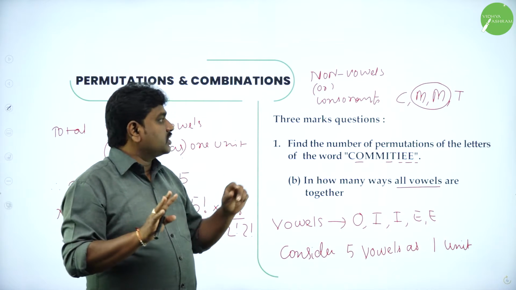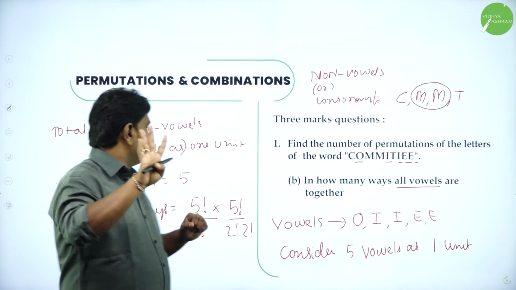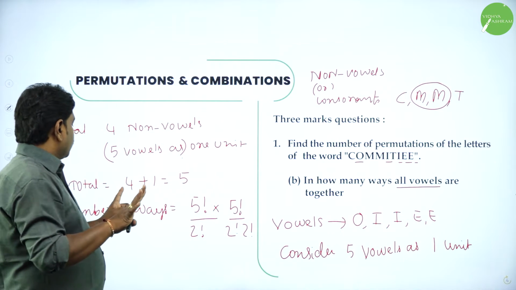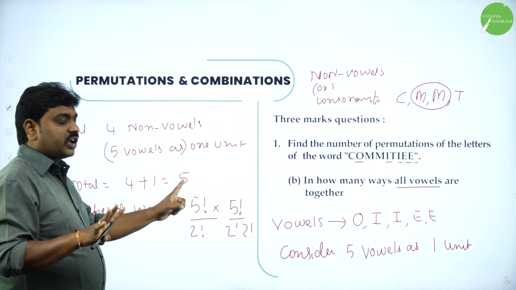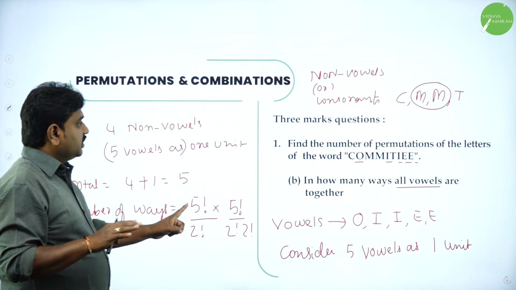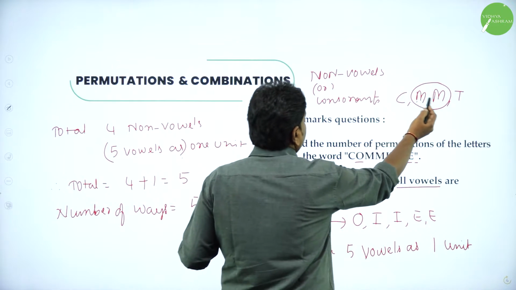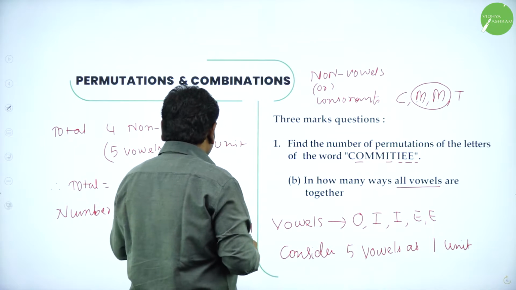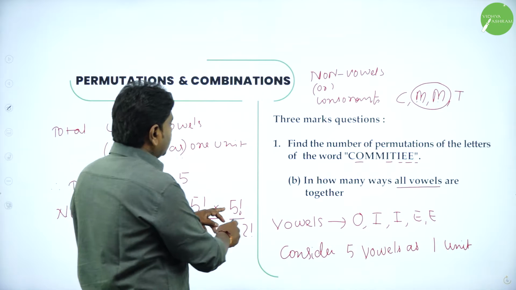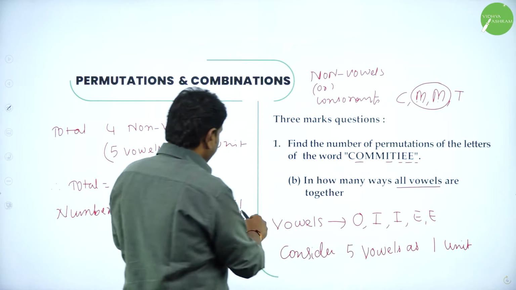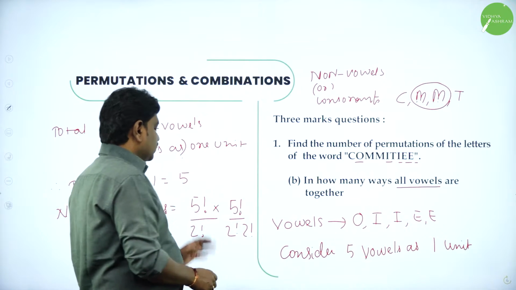So we have 5 vowels and 4 non-vowels. 4 non-vowels has 4 letters, and 5 vowels is 1 unit, 1 letter. So 4 plus 1, 5. 5 can be arranged in 5 factorial, but in this we have repetition. So 2 are repeated, 2 factorial, and the vowels separately I took as 1 unit, right? This 1 unit is made up of 5, so that's why this 1 unit can be arranged in 5 factorial by 2 factorial into 2 factorial. So this is the answer.